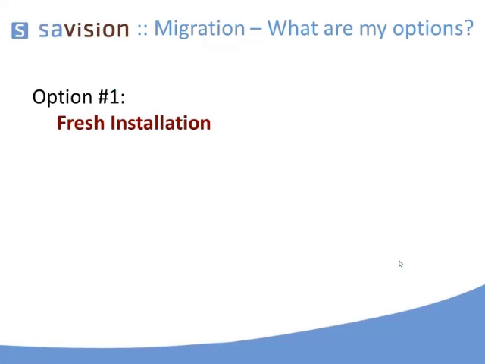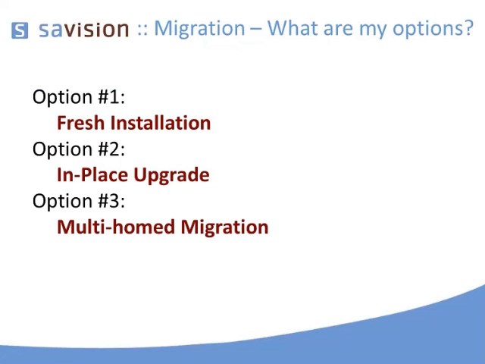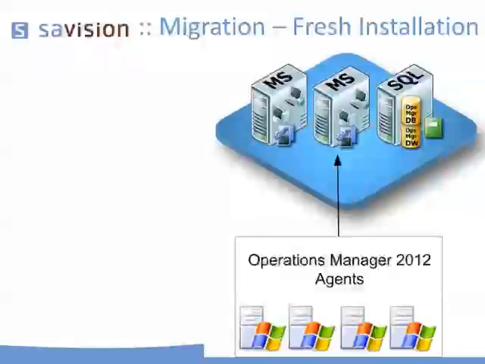So in terms of migration and what are our options, we're going to hit details associated with these. First option is a fresh installation, and that's not too surprising. So we can kind of start from scratch if we want to be able to do this. The second is we can do an in-place upgrade. And the third is we can do a multi-homed migration. Let's hit each of those in detail.